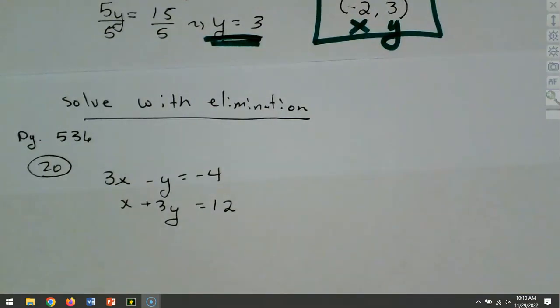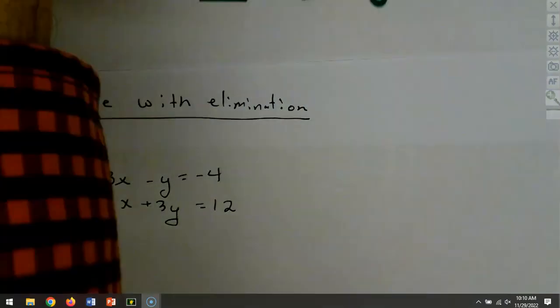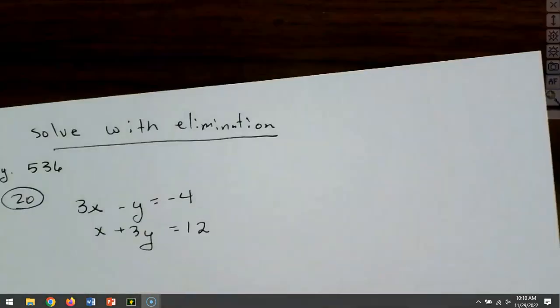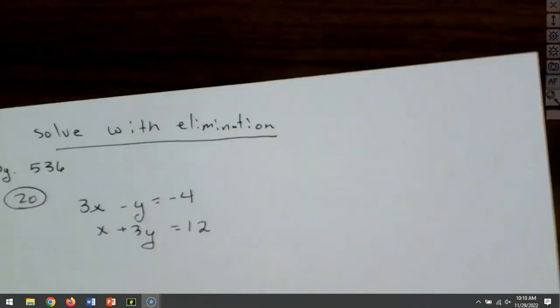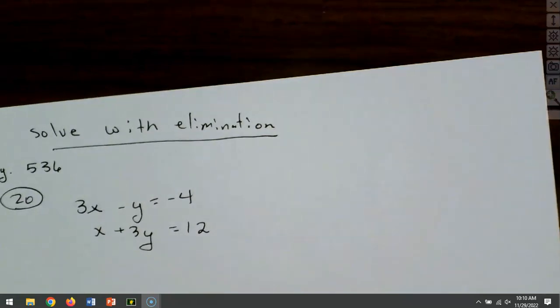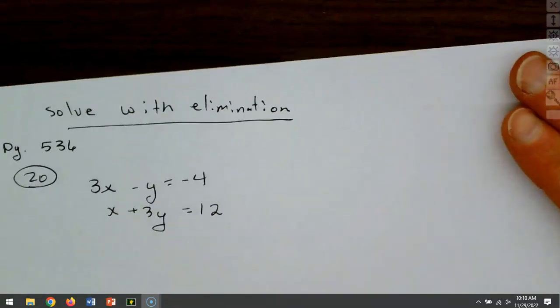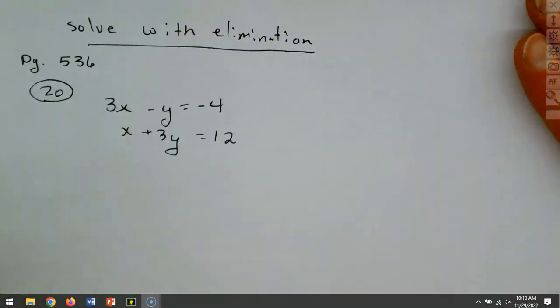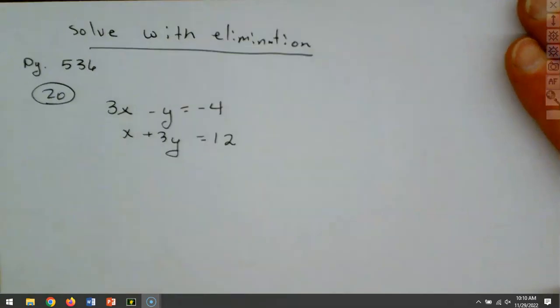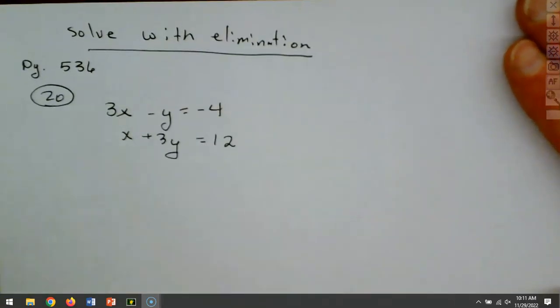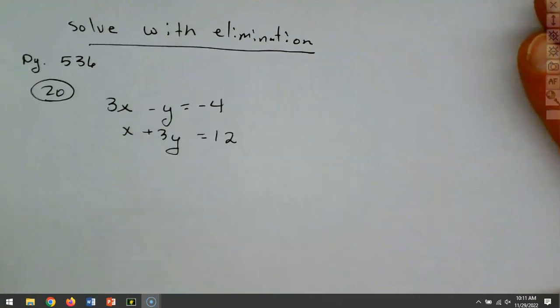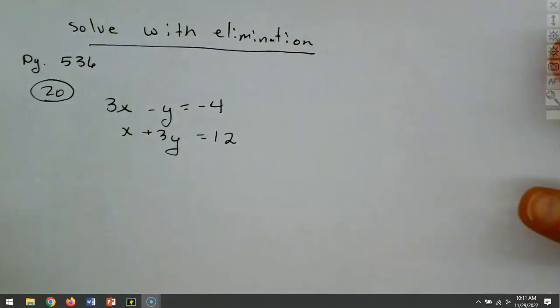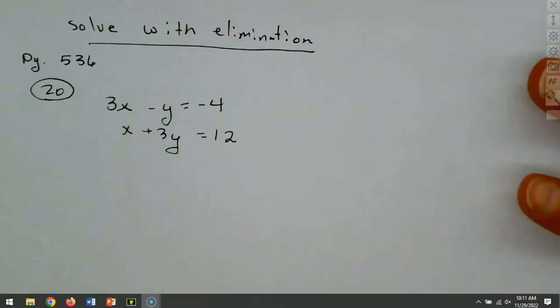Okay, so what we want to do here is we want to get these equations to where we can cancel out one of the variables by adding them together. And so we look at the variables and we look at them together as a whole. And we want to see, well, how can we get rid of them? And we're going to do that by multiplying. I can either eliminate the x or I can eliminate the y. Doesn't matter. They're both about the same level of difficulty here. How about I eliminate the x?